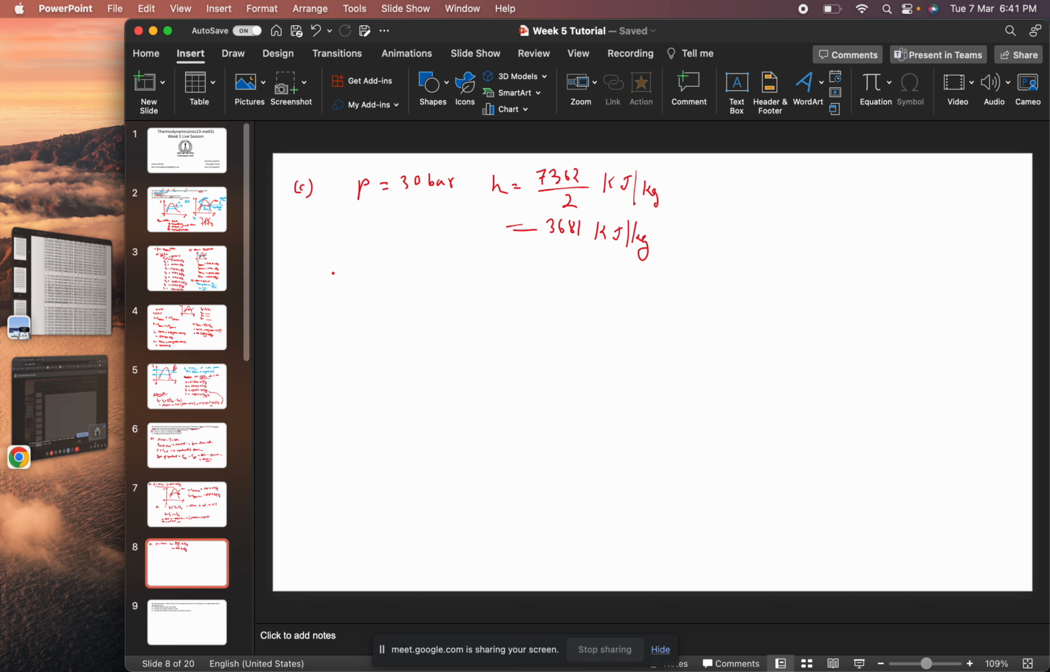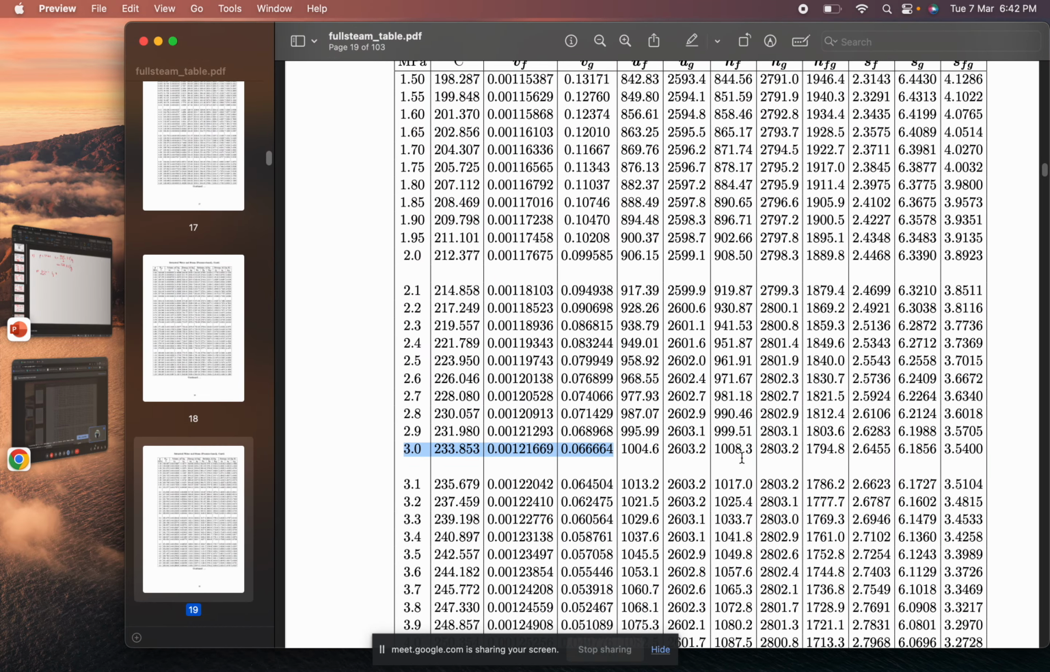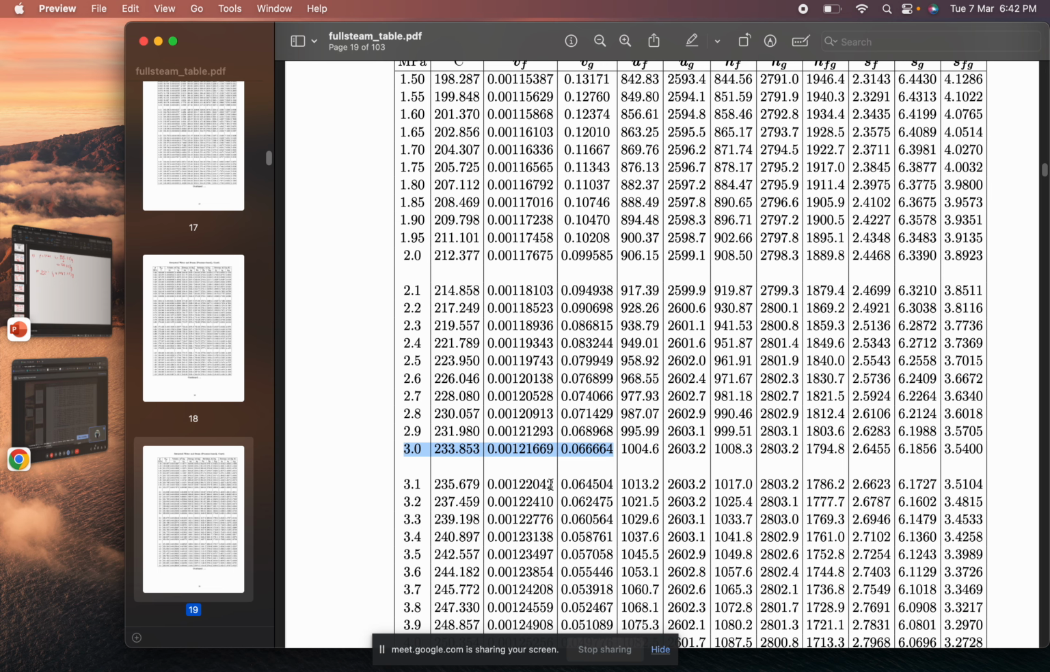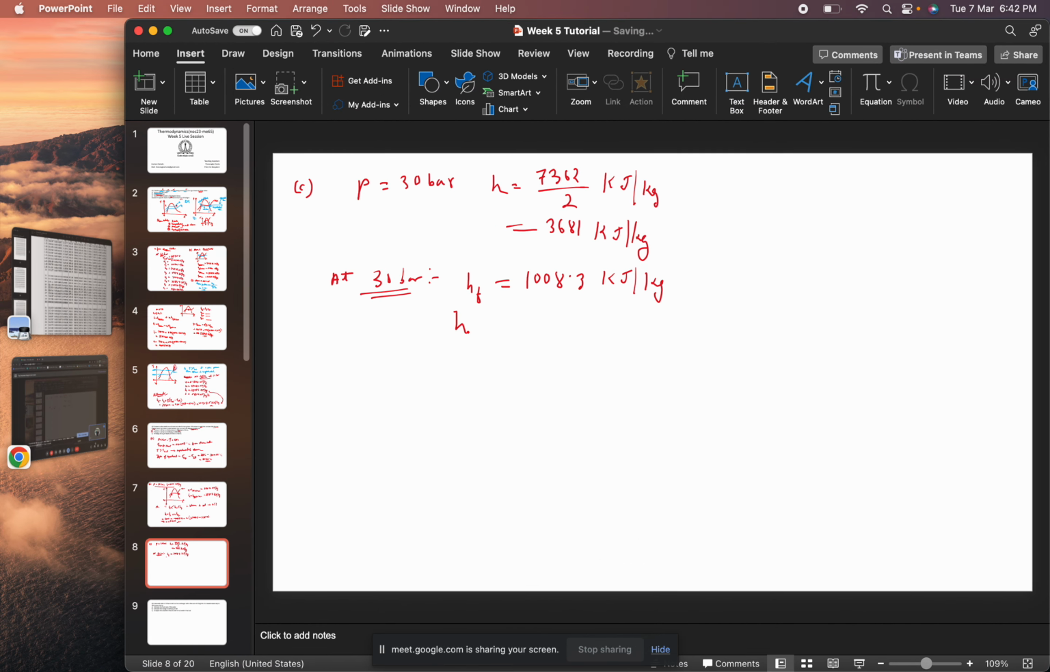So from the steam table at 30 bar, what happens? HF is your 1008.3 kilojoule per kg, and your HG is 2803.2 kilojoule per kg. Okay, now what have we got?